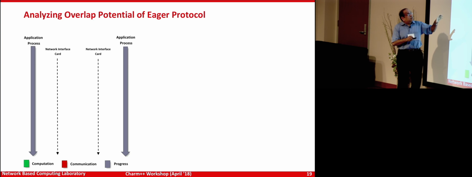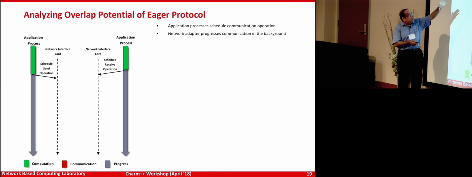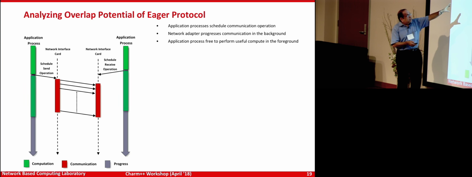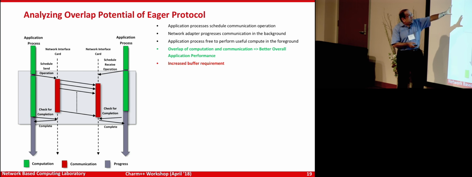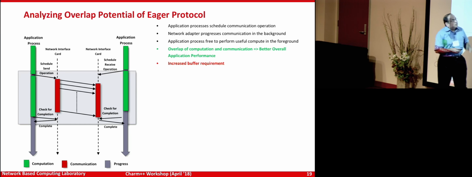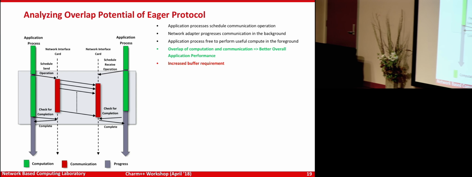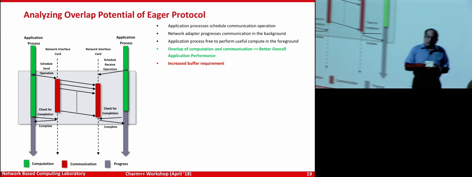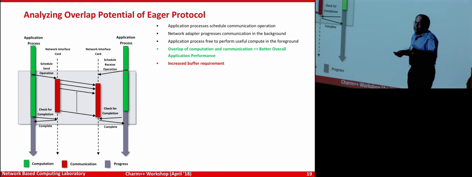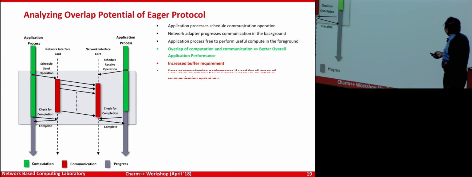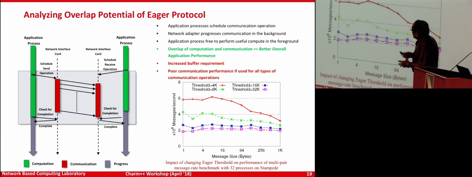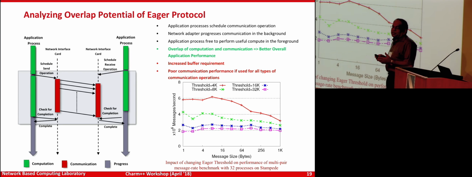Okay, so let's look at the question: what is the overlap potential for the eager protocol? If you do it like this, it's an animation. This is where we are sending data, and this is the part where we want to do the overlap. The more buffer I can put, the more the sender can keep on pushing the data, and then the receiver can pick those up.